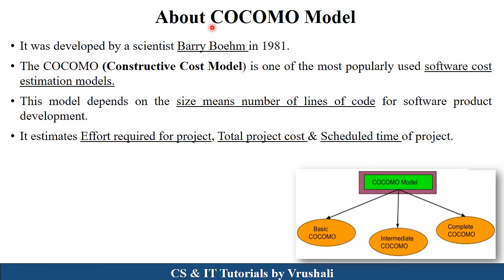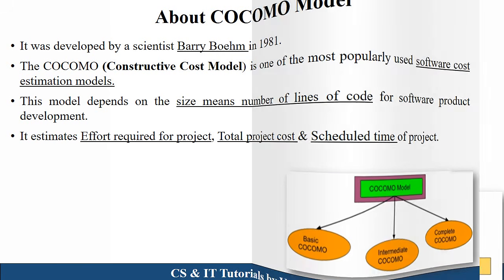Now, the first thing is what exactly is COCOMO model. COCOMO stands for Constructive Cost Model. This model was developed by the scientist Barry Boehm in 1981. This is one of the most popular software cost estimation models. COCOMO model is used to calculate total effort and resources required in a particular project. It also calculates total cost and time required for completing a particular project. It calculates all those things by using specific formulas. COCOMO model completely depends on the number of lines of code in a particular project. Now let's understand in detail.